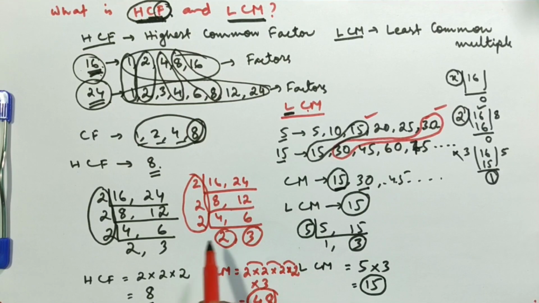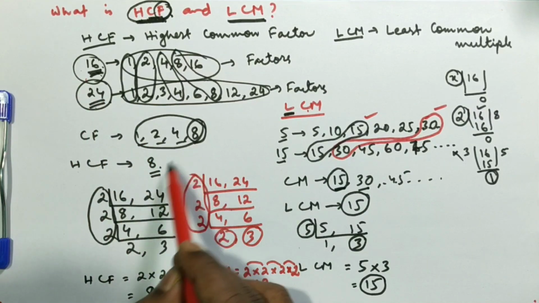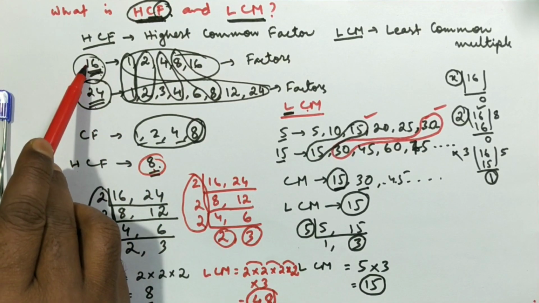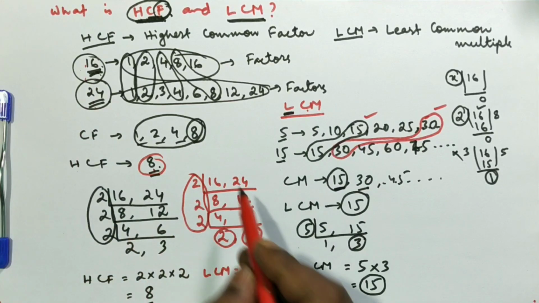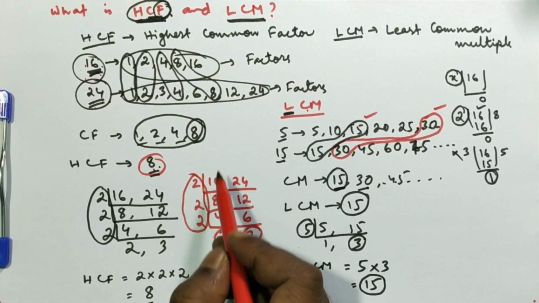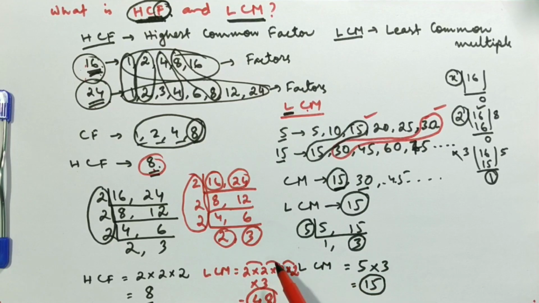If you look at the HCF of the same numbers, 16 and 24, we get 8 as the HCF. That means by 8 we can divide both 16 and 24. But the LCM is 48. That means 48 is divisible by both 16 and 24. So that is the difference between HCF and LCM. LCM is always bigger than or equal to the number, and HCF is always smaller than or equal to the number. So this is the way we find the HCF and LCM. So you must have understood this difference between HCF and LCM.